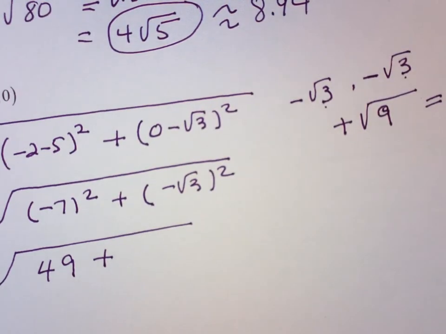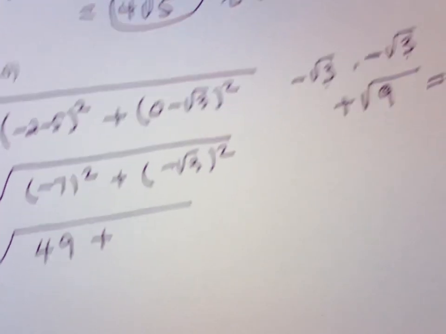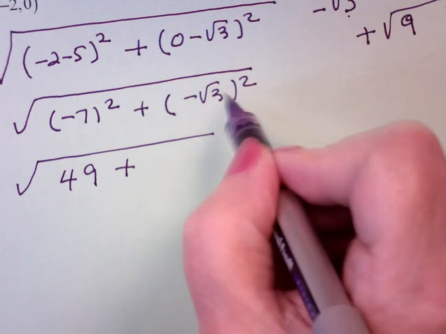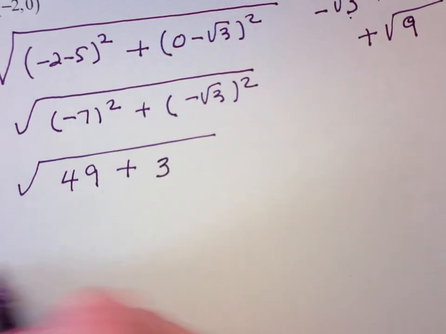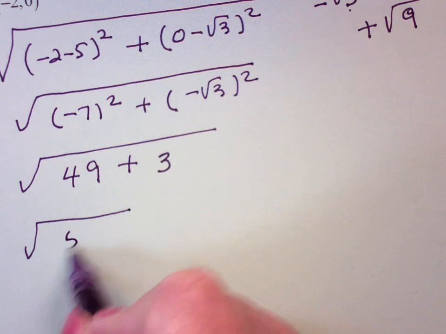When you square a square root, it undoes the radical. When you square root a square, it undoes the square. They're the undo button, or the control Z of each other. How do you undo a square? You square root it. How do you undo a square root? You square it. So this is going to be 3, which becomes the square root of 52.